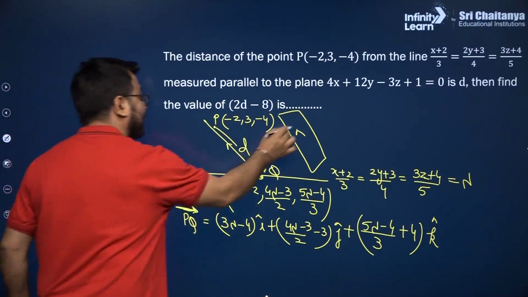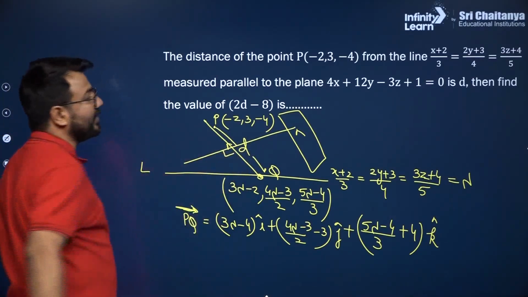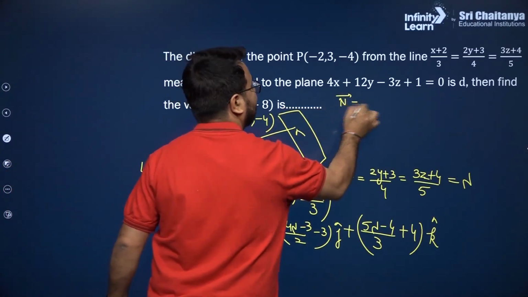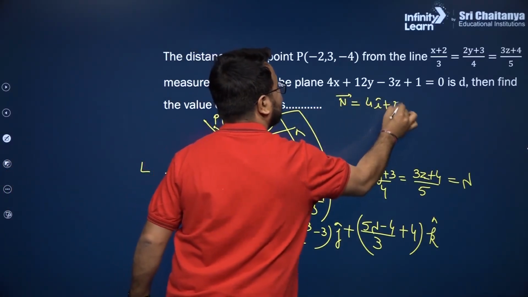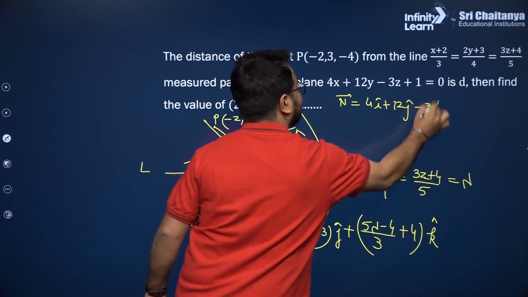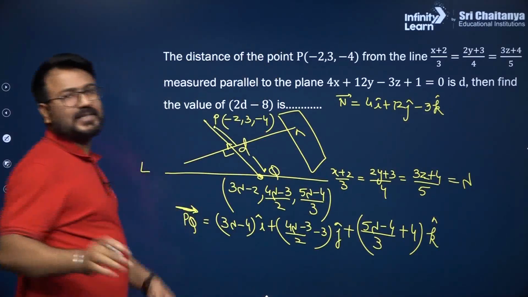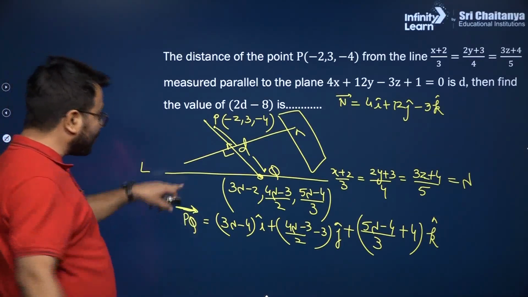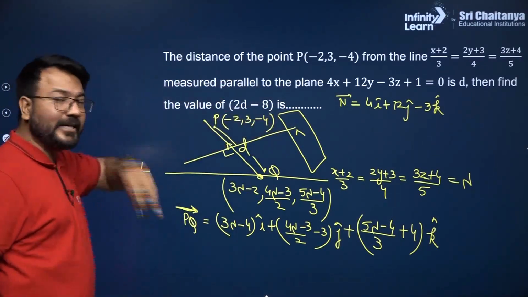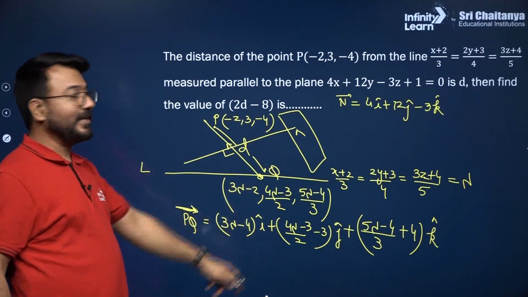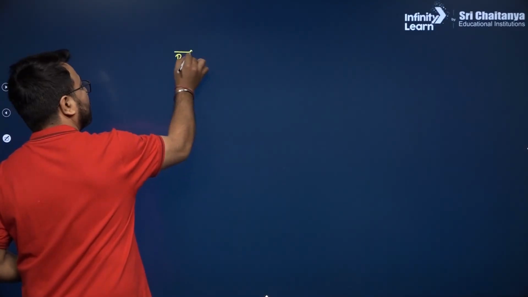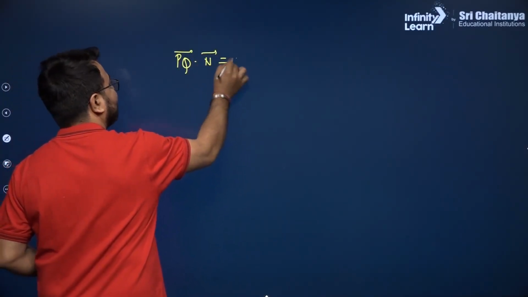Now this PQ vector is making 90 degrees with the plane, and the normal vector to the plane is 4i, then 12j, and then minus 3k. So if these two vectors are perpendicular, then their dot product should be equal to 0. So if I take the dot product of PQ with the normal vector and equate it to 0, I will be able to get the value of lambda. So let us write on the next page PQ dot n equal to 0.